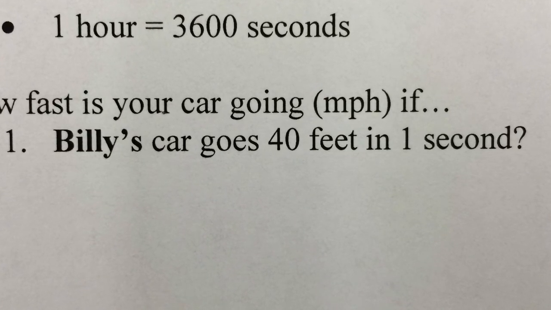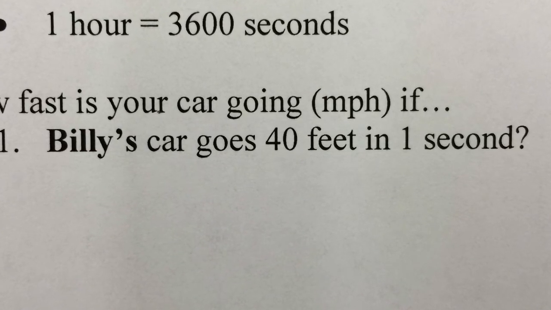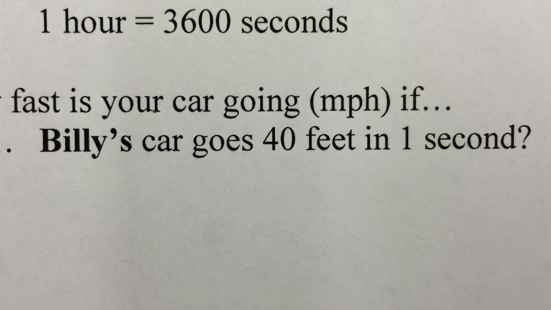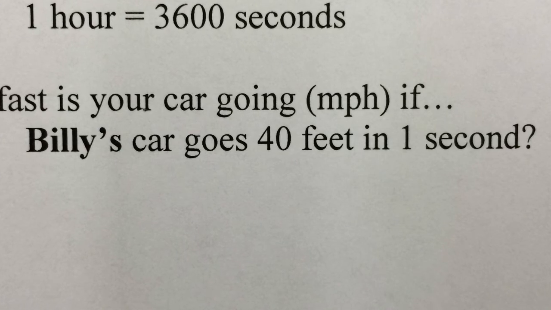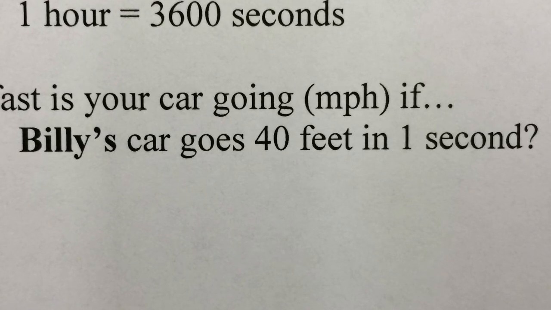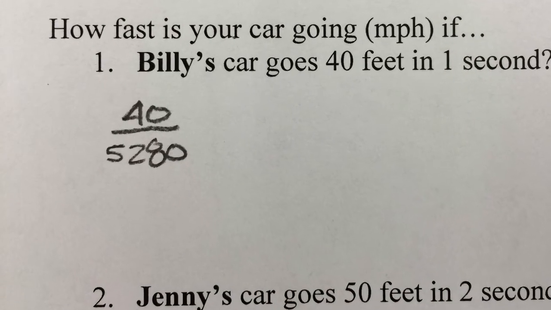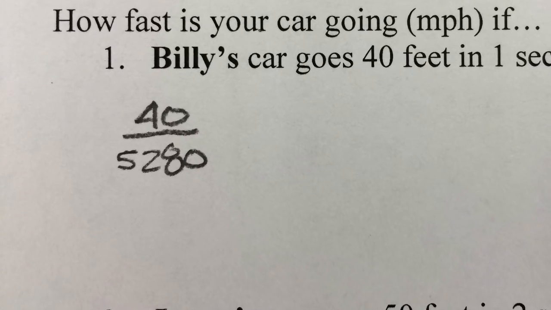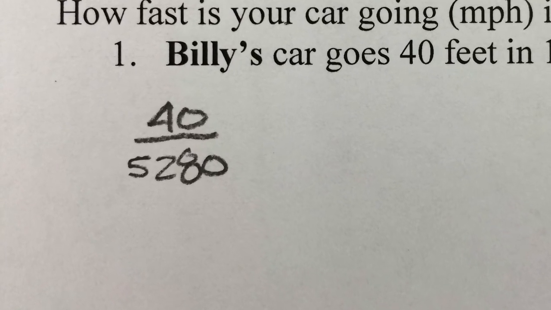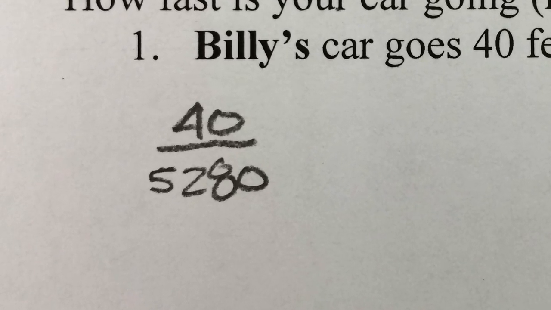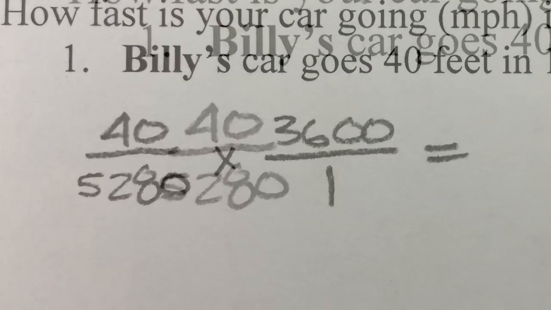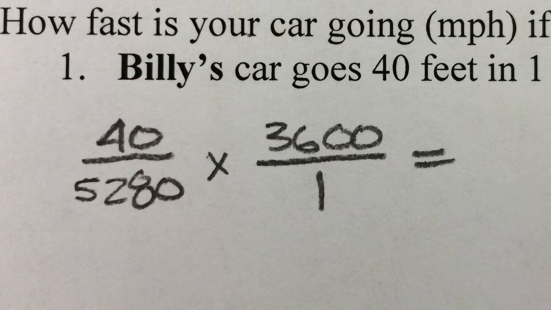So let's start by plugging in the numbers that were given into the formula that we just wrote out. So distance over 5,280. Okay, so we have 40 feet. So we'll plug that in, 40 over 5,280. And we're going to multiply that by 3,600 over the time. So that will be 3,600 over 1.